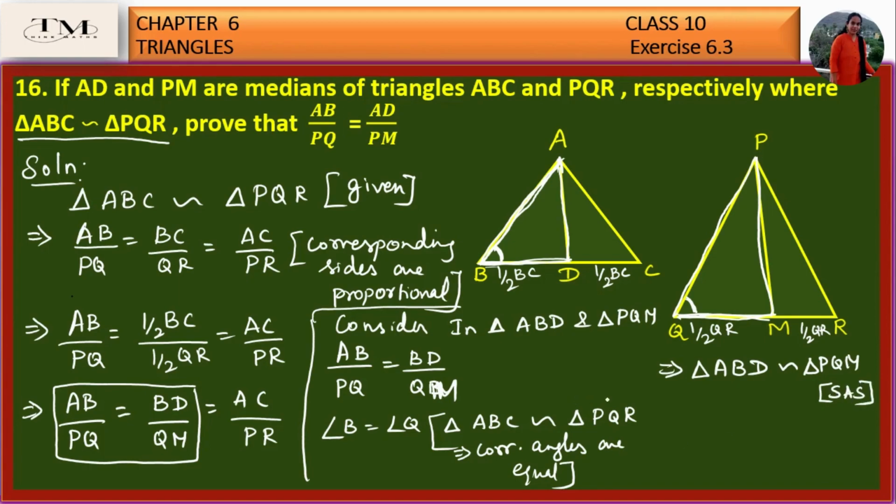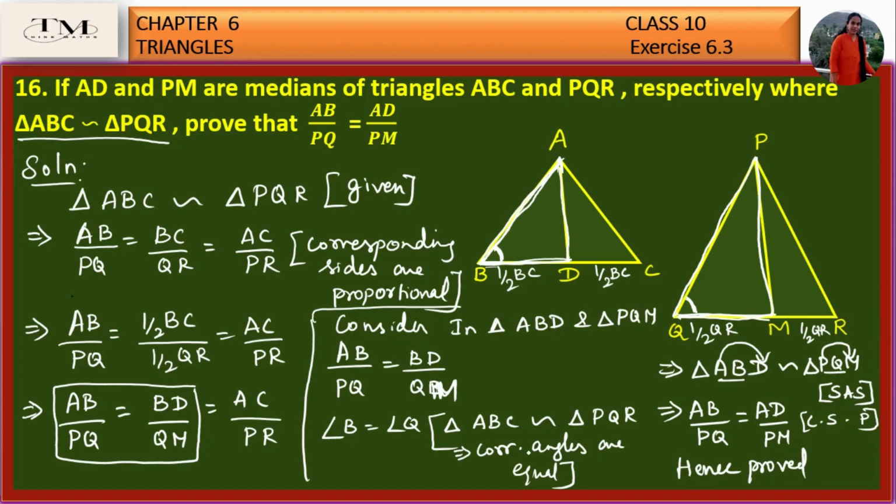Children, what happens then? Their corresponding sides will be proportional. What are their corresponding sides? Take AB, its corresponding side is PQ. So AB by PQ. On the other side we have AD, first and last, so here also first and last, AD by PM. This is because if two triangles are similar, then their corresponding sides will be proportional. So we have proved it. What is given is proved. Hence proved.